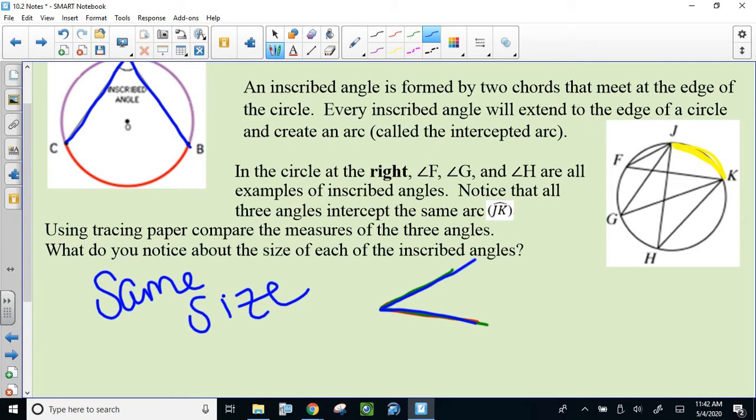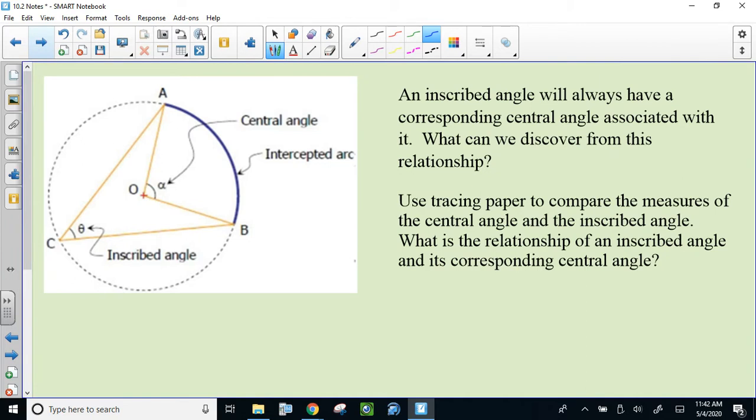All right. So then what else could we know about an inscribed angle and its central angle? Since an inscribed angle always has an arc and a central angle always has an arc, they can relate to each other a little bit. What if they both had the same intercepted arc? What would we know about that relationship?